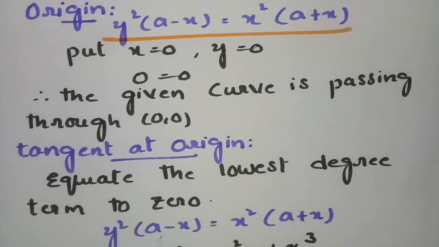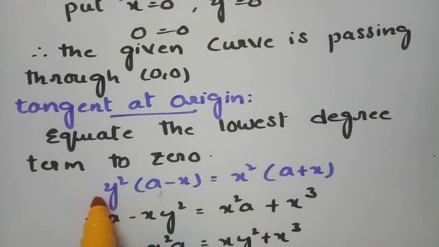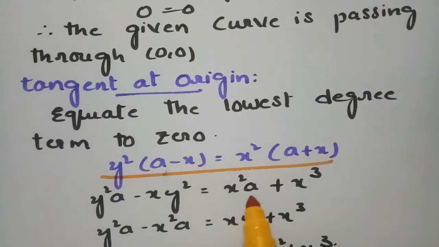How to find the tangent at the origin? It is simple: we equate the lowest degree term of the given curve equation to 0. The given curve equation is y²(a − x) = x²(a + x). Multiplying out, this is a y² − x y² = a x² + x³.